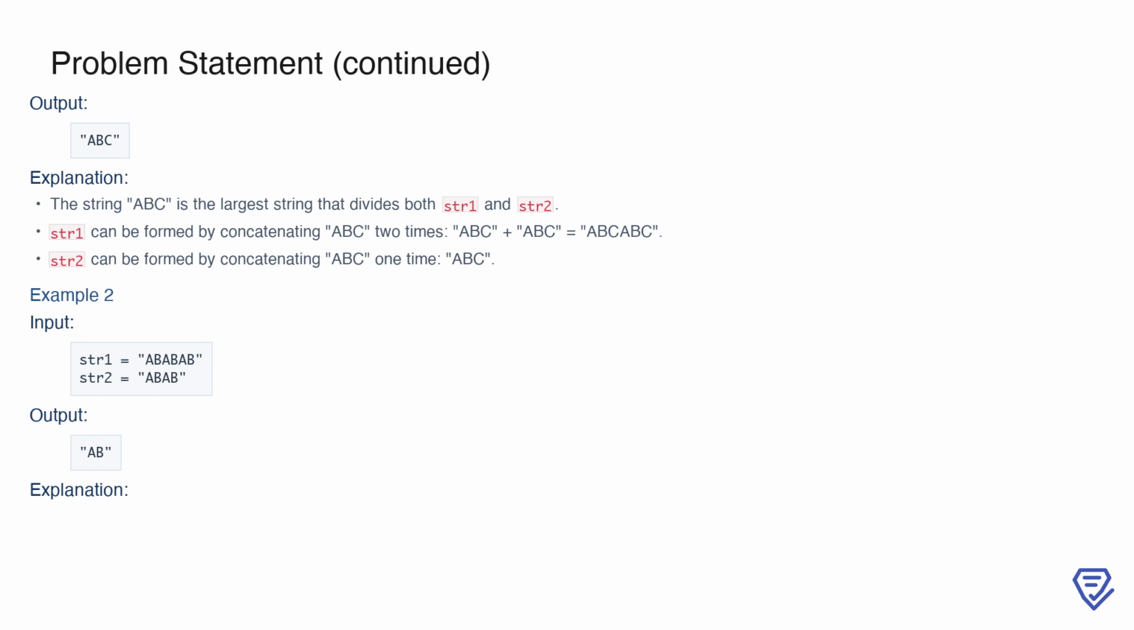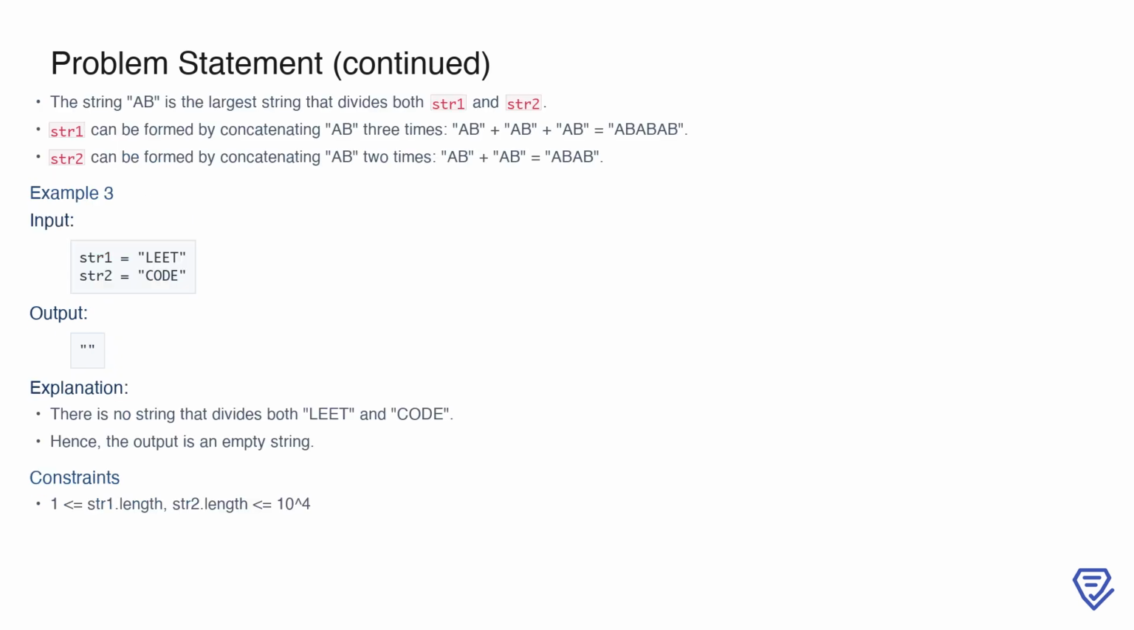Here's another example where str1 is ababab and str2 is abab. In this case, the output is ab. The string ab divides both str1 and str2. For str1, we can form ababab by concatenating ab three times, ab plus ab plus ab. For str2, abab can be formed by concatenating ab twice, ab plus ab. Hence, ab is the largest string that divides both.